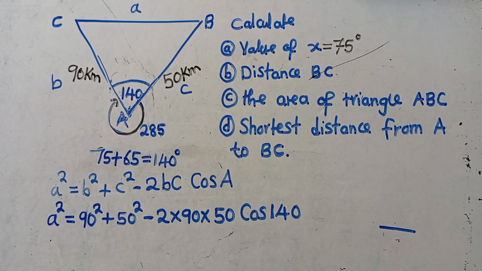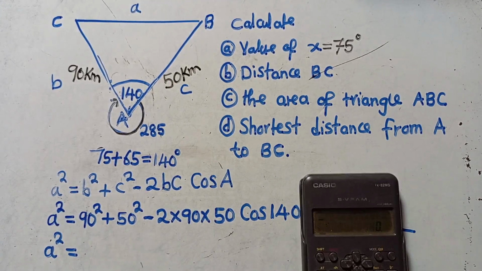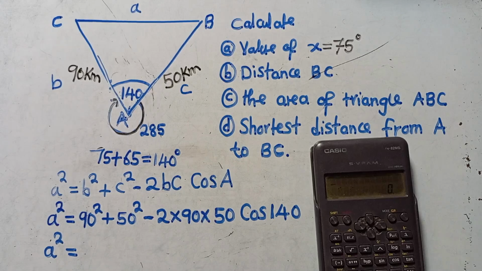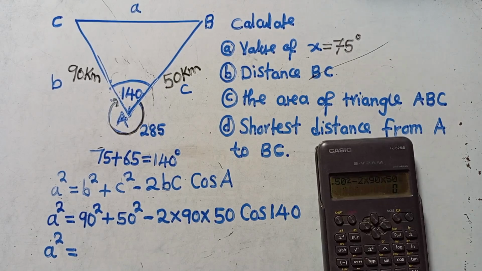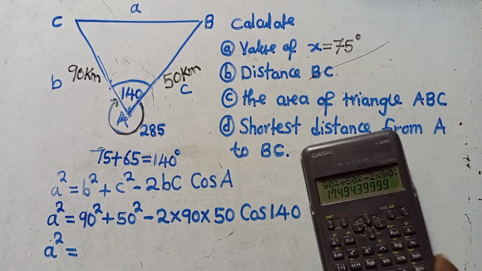That is what I'm going to do, where I'm going to say a squared is equal to, the same way I'm answering, that's how you are supposed to answer even in an exam. I start 90 squared plus 50 squared minus 2 times 90 times 50. I hope you are able to see what I'm saying. I'm doing cos 140.